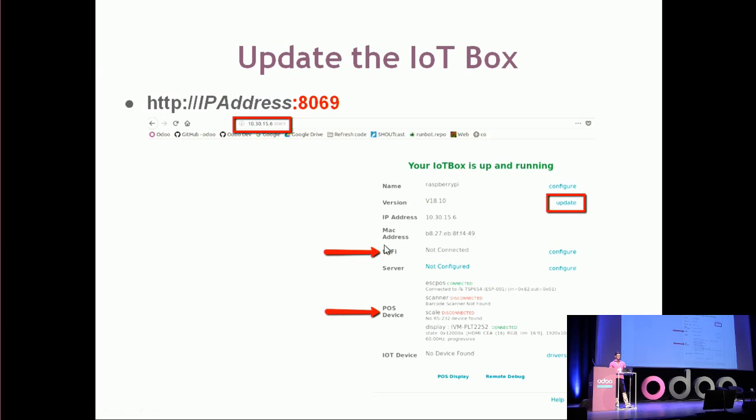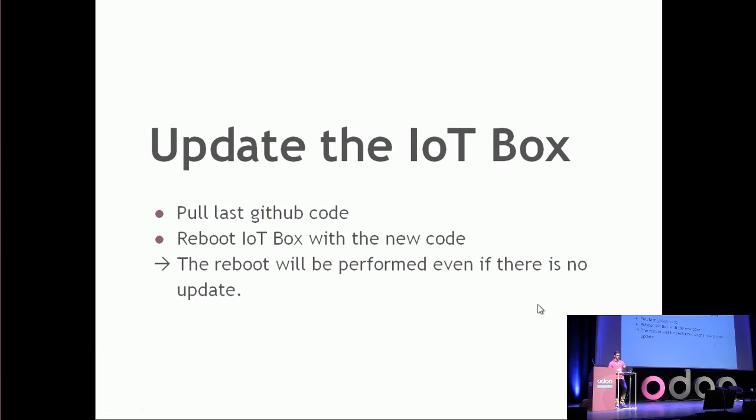Once you have done it, you will be redirected to this configuration page. And from this page, you will have the possibility to update the code here, if you click here, to change the Wi-Fi network, or for example, to change the devices connected to your PoS. The impact if you update the code is that it will pull the latest GitHub code, and it will automatically reboot the IoT box with the new code.